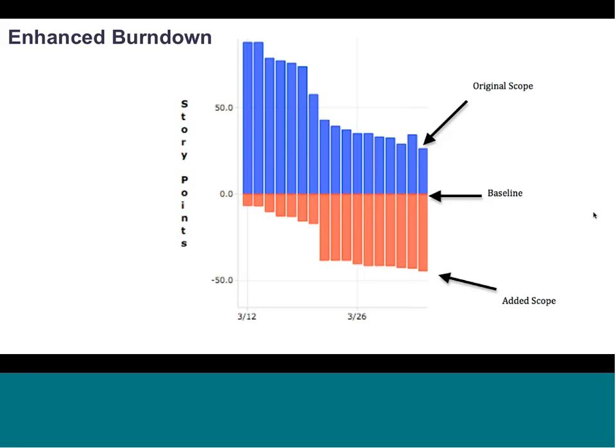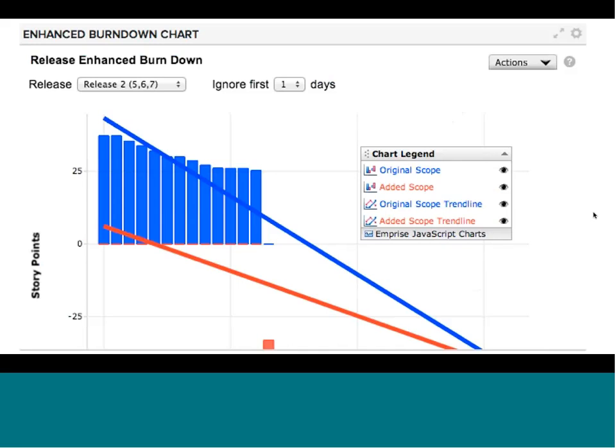The blue lines are my original scope, and then that red line is showing me if I'm adding scope. Again, this is an important metric, right? This is something that's going to happen when you do work over longer periods of time, and it's important that we're able to visualize that and to be able to see what exactly is going on with our work.